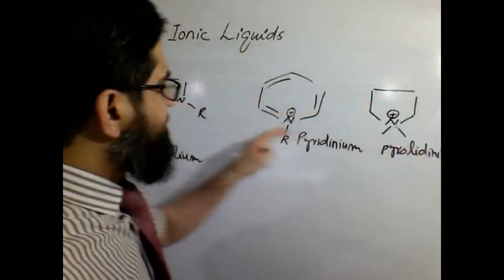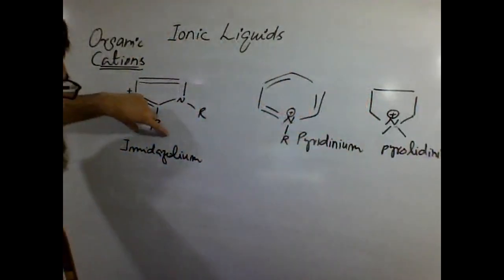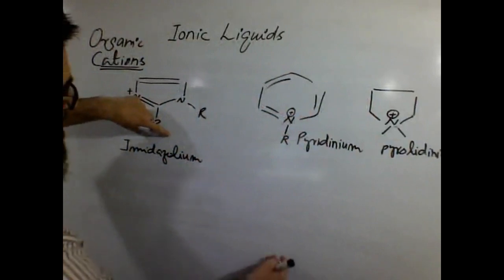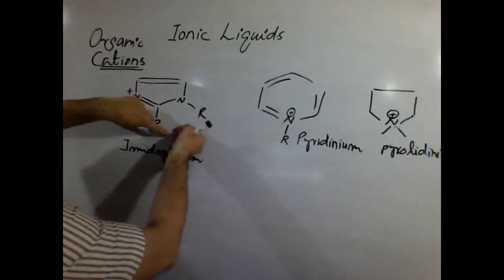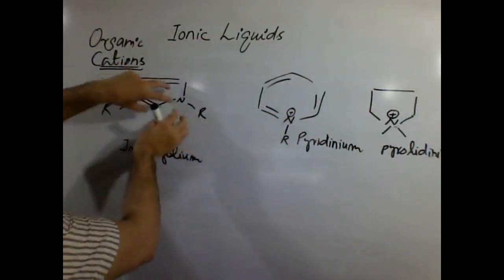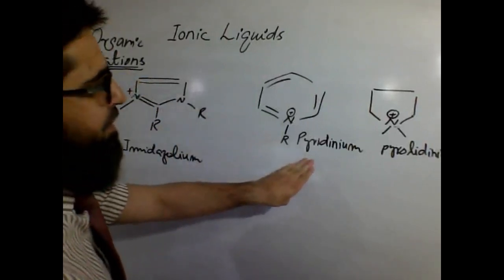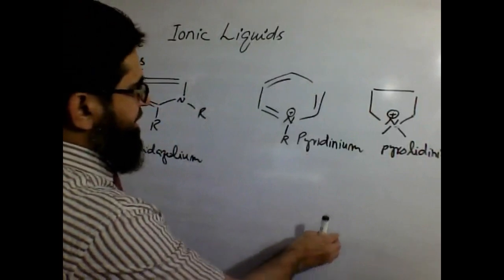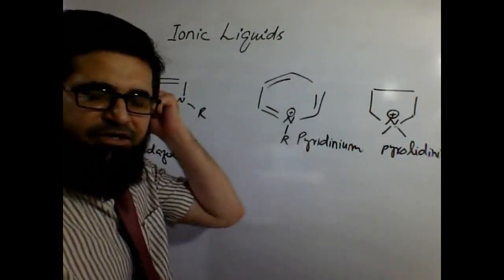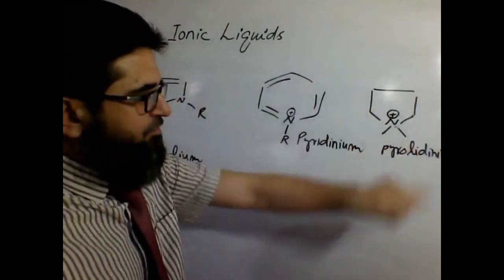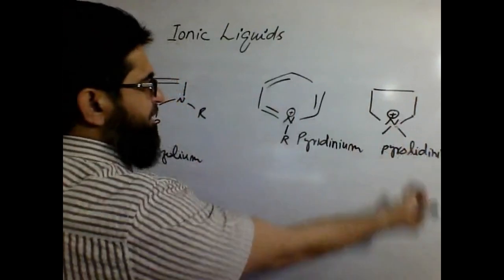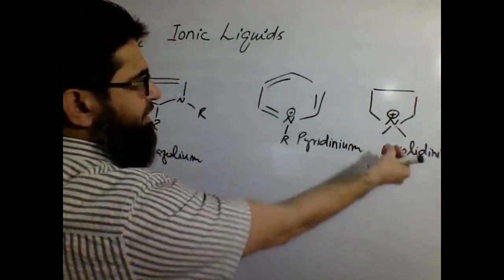You can start having imidazolium as your cation. You can bring in any anion, that will be one of the ionic liquids. Secondly, you can go for the pyridinium sort of cation, and you can bring in another anion, you will have an ionic liquid. Similarly, over here you can bring in any other type of anion, that will be another ionic liquid.